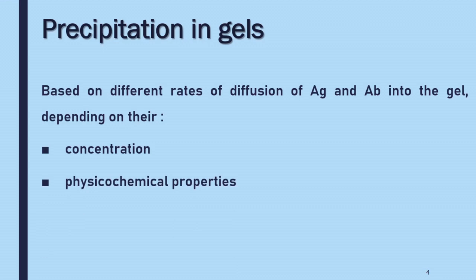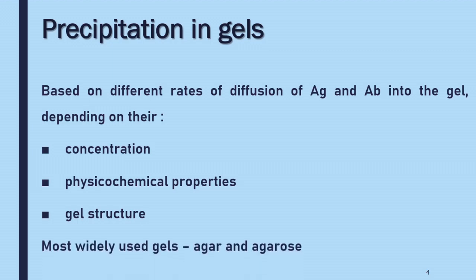Let us move ahead and discuss the factors that influence the rate of diffusion of immune components like antigen and antibody into the gel. First and foremost, its concentration. Second is its physicochemical properties, and third is the gel structure. Generally the gels that we use for immunoprecipitations are either of agar or agarose. Agarose is a purified version, so agarose gels are generally preferred, and 1% soft agarose is what we generally use for immunoprecipitations.